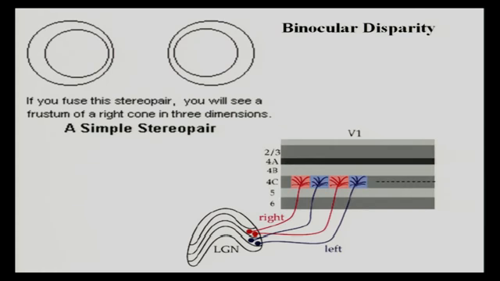And those from the right eye are neighboring those from the left eye, right, left, right. These are called ocular dominance columns. So the orientation columns are about 50 microns apart, and the ocular dominance columns, the eye dominance columns, are about 0.5 millimeter apart.